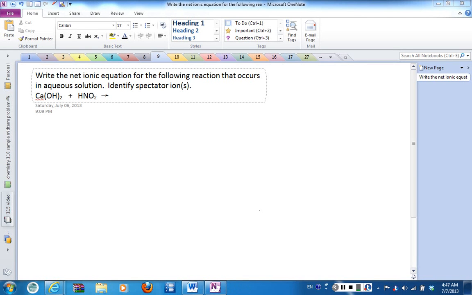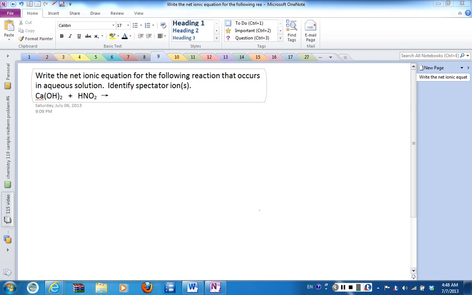Write the net ionic equation for the following reaction that occurs in the aqueous solution. Identify any possible spectator ion or ions. Alright, we're given two reactants, calcium hydroxide and nitrous acid. Alright, so this is a neutralization reaction, base and acid.